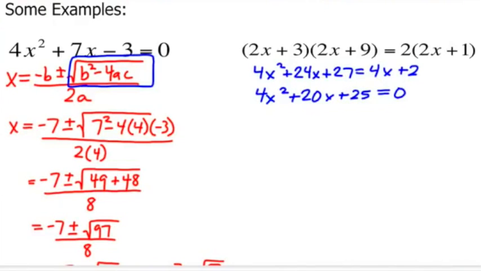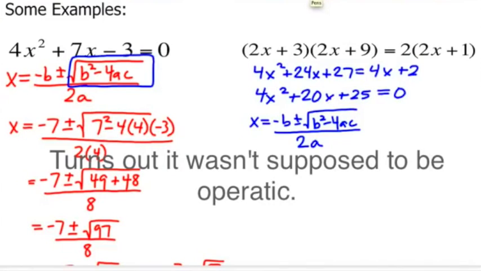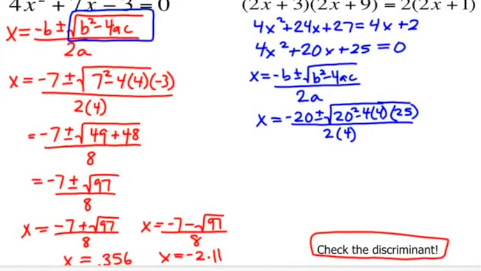So I'm going to go ahead and write down my quadratic formula. X equals negative b plus or minus the square root of b squared minus 4ac all over 2a. All right, I'm going to go ahead and plug in the values. I get x equals negative 20 plus or minus the square root of 20 squared minus 4 times 4 times 25 all over 2 times 4. It's just a coincidence that right now the a value is always 4. It won't always be.